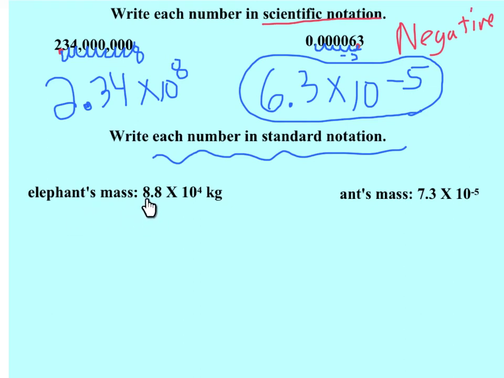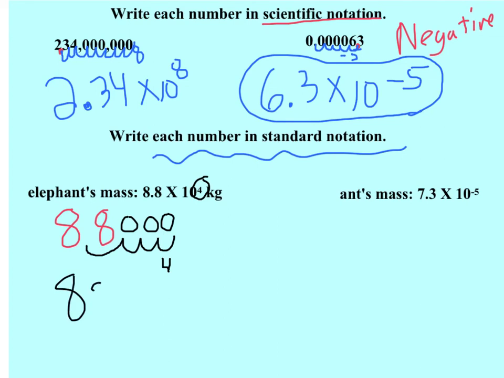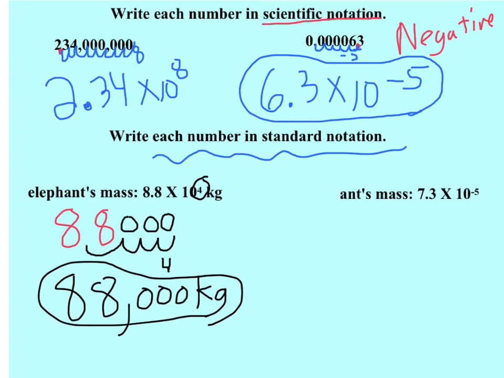Well, let's do these two. Elephant's mass is 8.8 times 10 to the 4th. So we're going to write 8, and instead of where the point is, I'm going to put my pencil or pen and go 1, 2, 3, 4. So I moved 4 spots because of that exponent. I'm going to add zeros. My final answer will be 88,000 kilograms. That's a pretty heavy elephant.